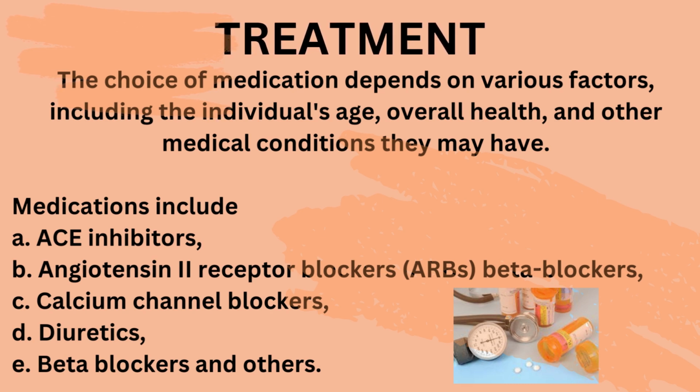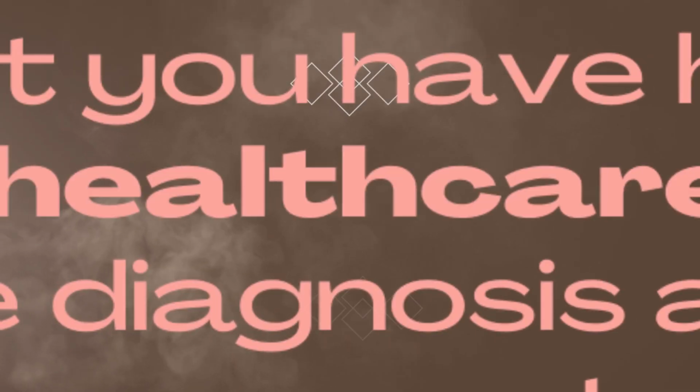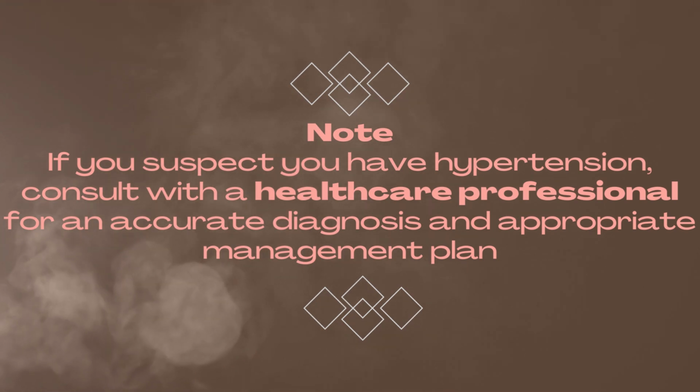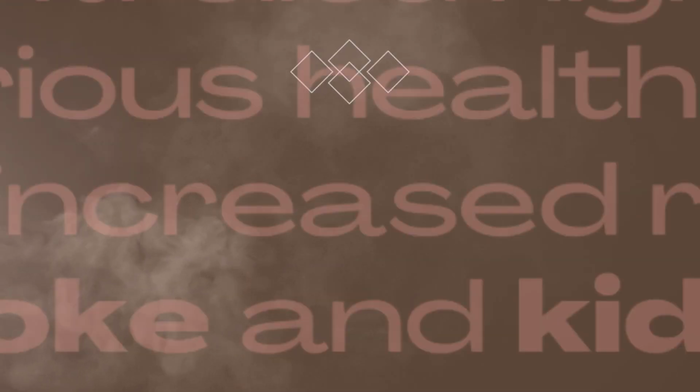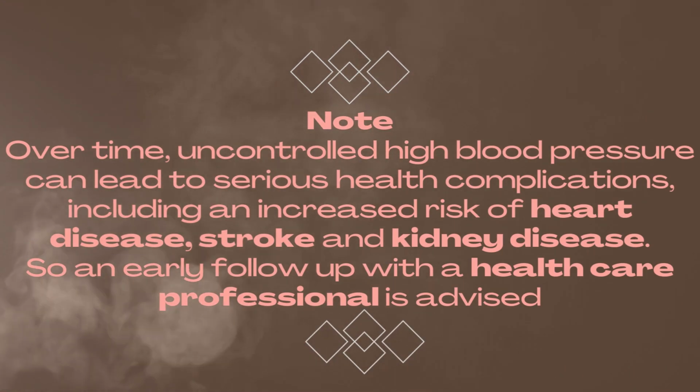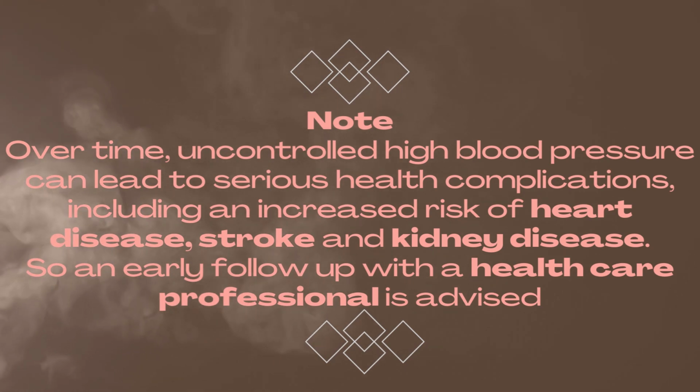The choice of medication depends on various factors, including the individual's age, overall health, and other medical conditions they may have. Medications include ACE inhibitors, angiotensin II receptor blockers, calcium channel blockers, diuretics, beta blockers, and others. If you suspect you have hypertension, consult with a healthcare professional for an accurate diagnosis and appropriate management plan. Over time, uncontrolled high blood pressure can lead to serious health complications, including an increased risk of heart disease, stroke, and kidney disease.